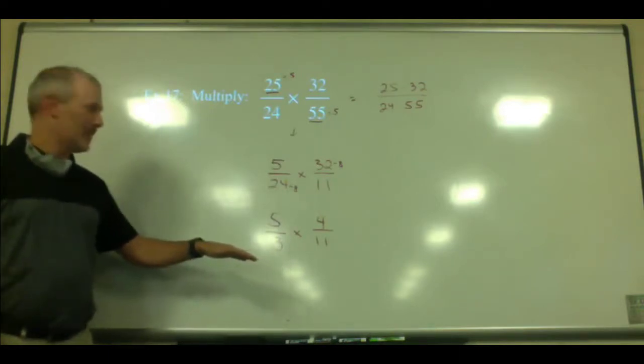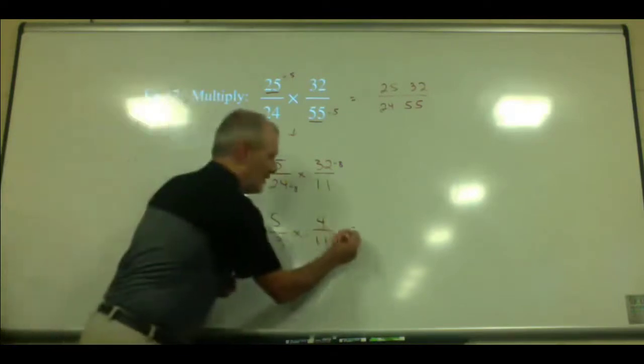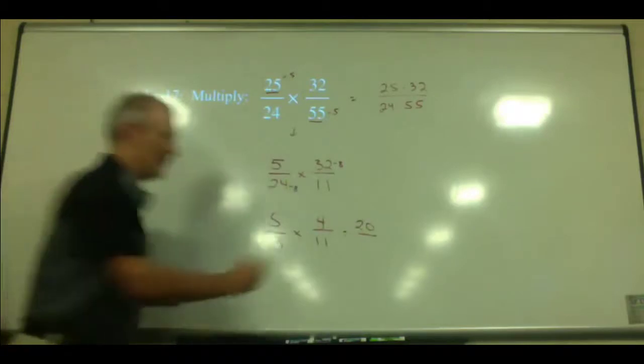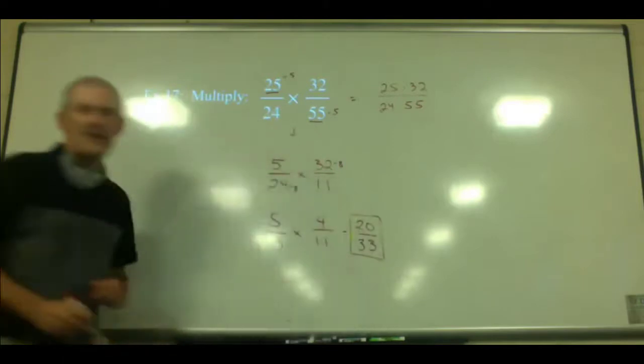No. So now we just multiply straight across. What's 5 times 4? 20. And what is 3 times 11? 33. So our final answer there is 20 divided by 33.